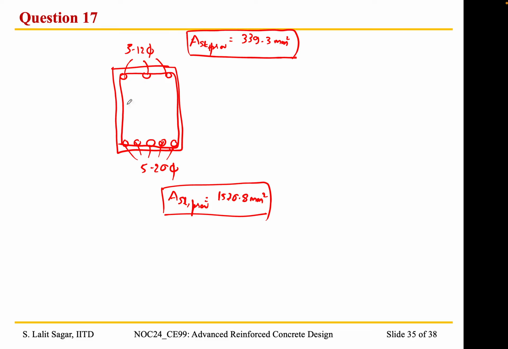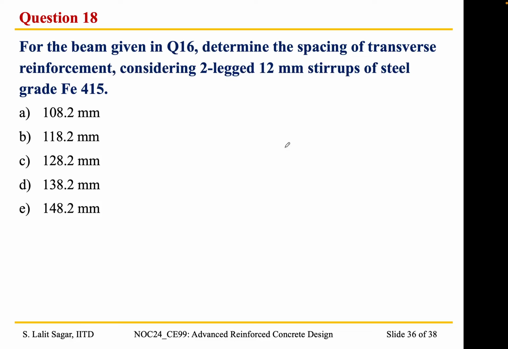We will design the side face reinforcement also, but prior to that, let us take up the design of the transverse reinforcement considering two-legged stirrups of 12 mm diameter. Kindly take 5 minutes. Even I will be solving the problem along with you side by side. Kindly consider these two-legged 12 mm stirrups. Calculate the spacing.